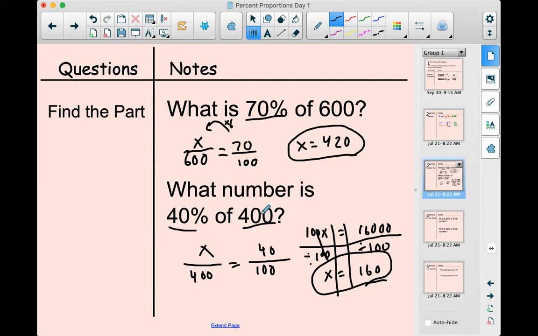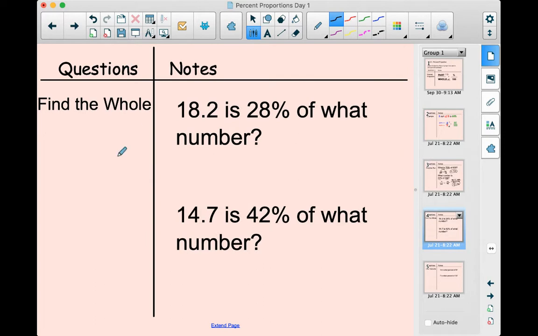If I use my reasoning skills, my understanding of percents, I should hopefully be able to tell that makes sense. 40% is a little less than half. 160 is a little less than half of 400. For the first one, 70% is more than half, and 420 is more than half of 600. So don't forget what percent means to make sure you're getting reasonable answers.